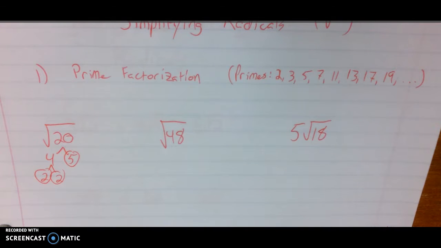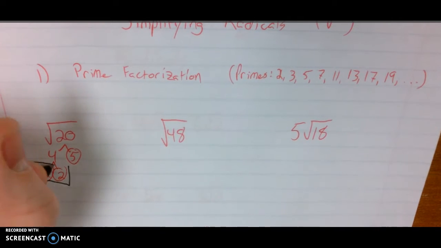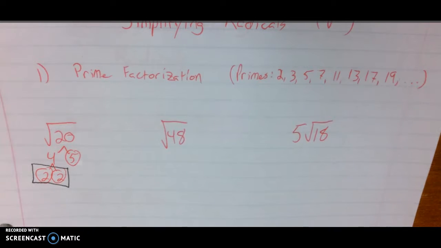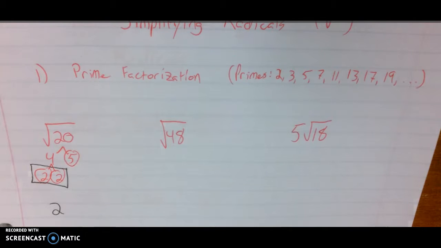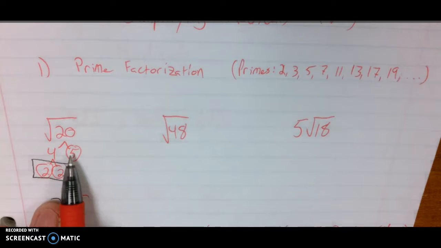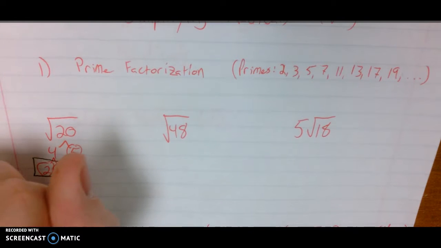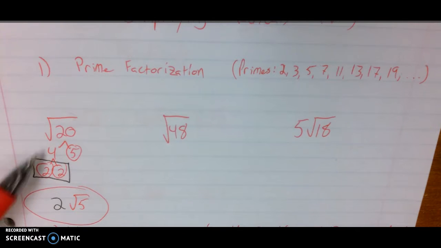From here, I'm going to look for pairs. Well, I've got a pair of 2's. If numbers can get paired up, they're going to get pulled to the outside of the radical. So I'll have a 2 getting pulled to the outside of a radical. Left inside is anything that did not get paired up. Well, in this case, it's just the 5. The 5 did not get paired up. So we've now reduced the square root of 20, rad 20, is the same as saying 2 rad 5.